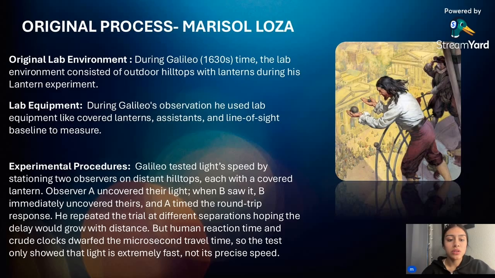Experimental procedures. Galileo tested light speed by stationing two observers on distant hilltops, each with a covered lantern. Observer A uncovered their light. When B saw it, B immediately uncovered theirs, and A timed the round-trip response. He repeated the trial at different separations, hoping the delay would grow with distance. But human reaction time and crude clocks dwarf the microsecond travel time, so the test only showed that light is extremely fast, not its precise speed.